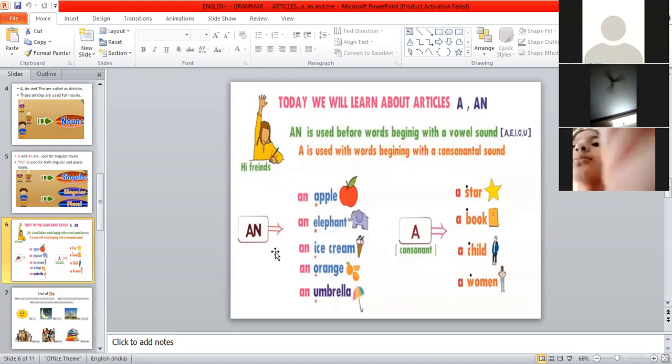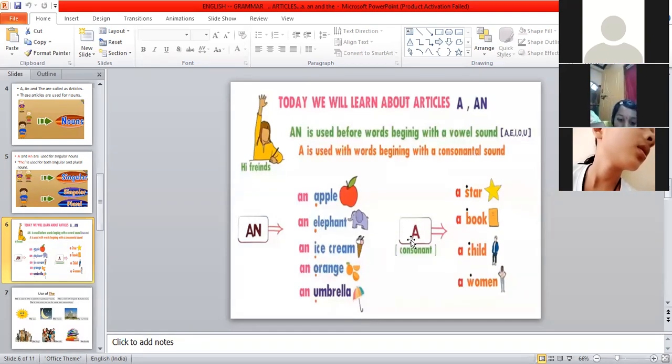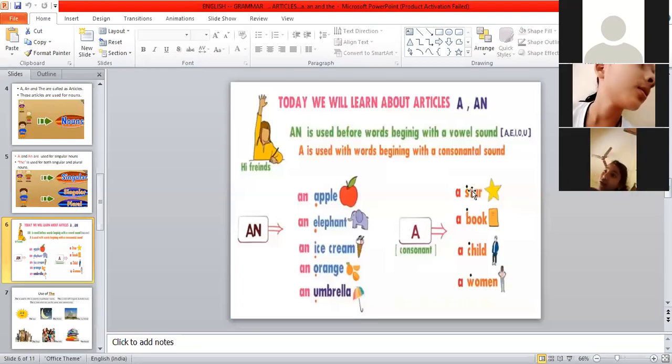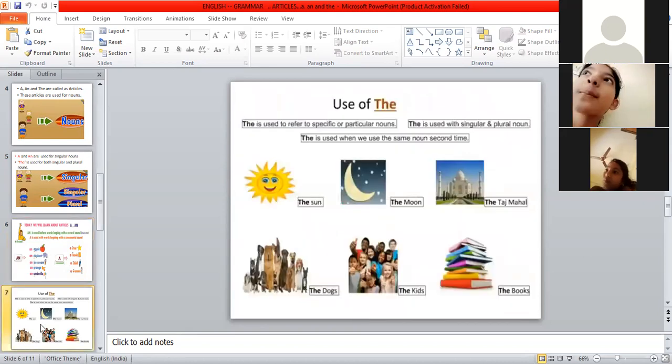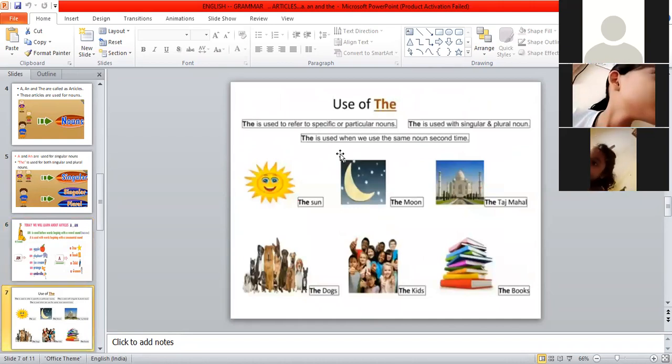So again, I'm explaining: an and a both are used before singular nouns. Singular means one. An is used before words or nouns starting with vowels or a vowel sound. And a is used before nouns which start with a consonant sound. I hope you understood this. Now coming to the. Where and when you should use the.